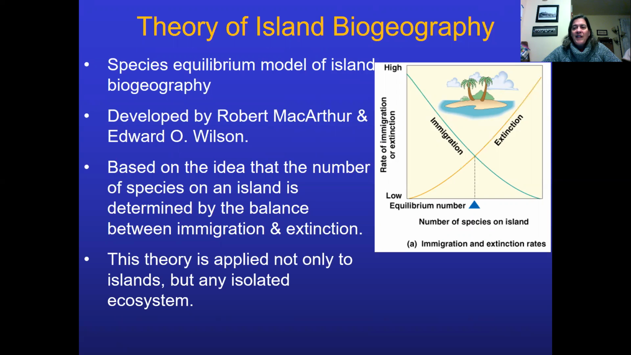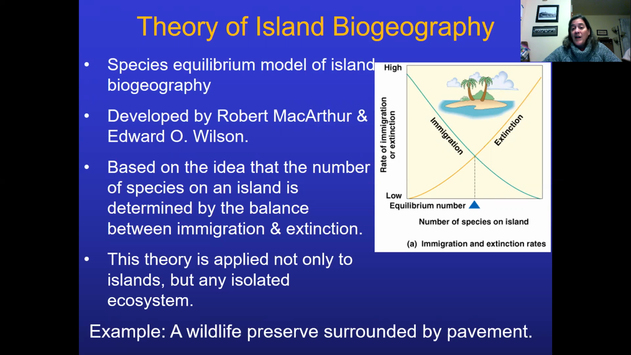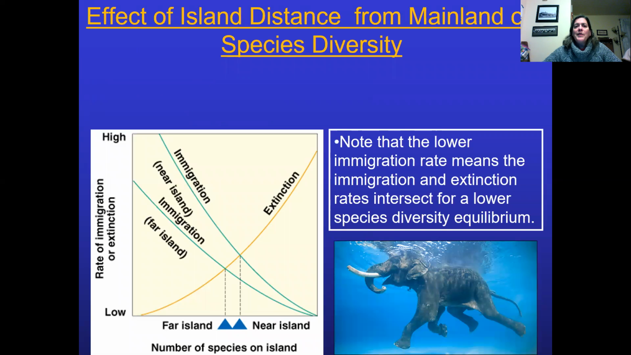They call it island biogeography, but you can apply it to any isolated ecosystem, like a forest preserve that's surrounded by people, et cetera. So how does it work? There are a few things that might affect your balance between extinction and immigration.